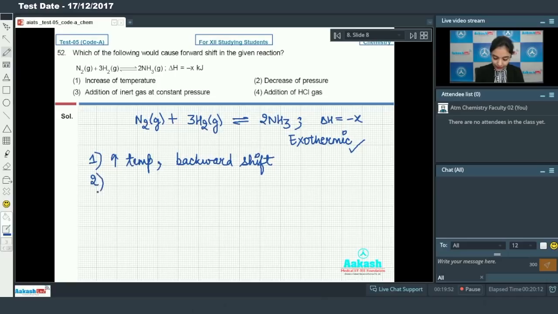Now we see the second option in which we are decreasing the pressure. If we decrease the pressure in this reaction, the reaction will go in that direction where the number of moles are highest, because there the pressure will be highest. Now let's see on which side the number of moles is higher. The number of moles is highest on the reactant side. So the reaction will shift in the backward direction. So here also a backward shift is observed.